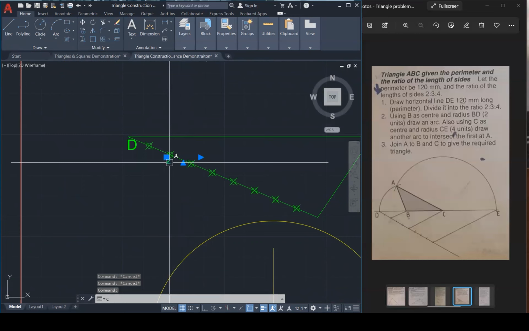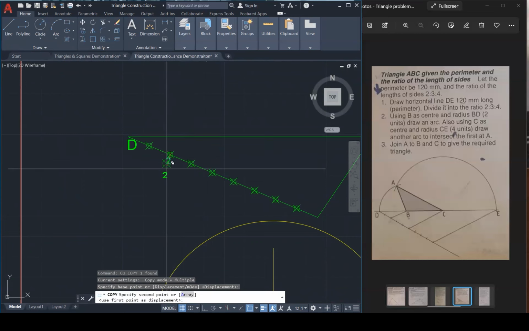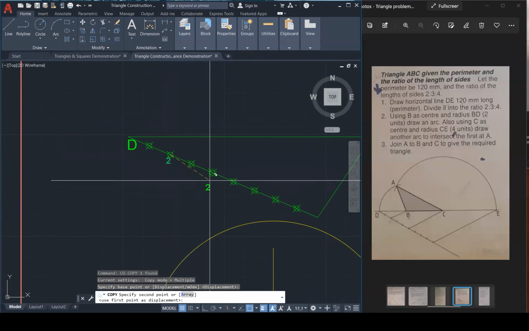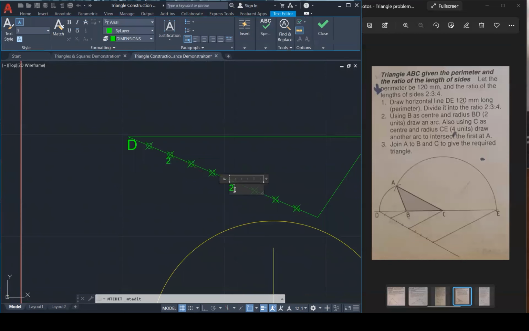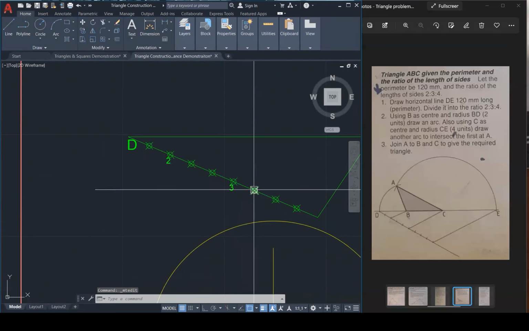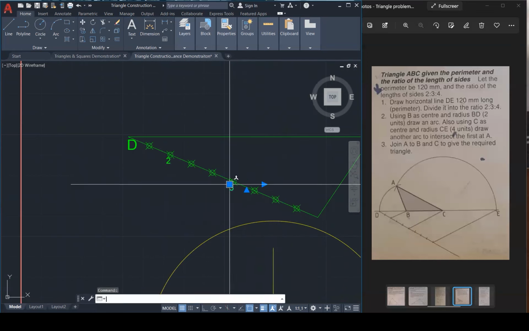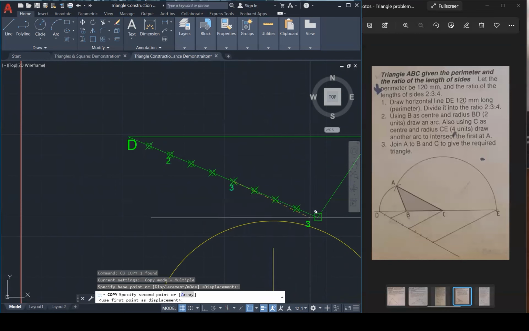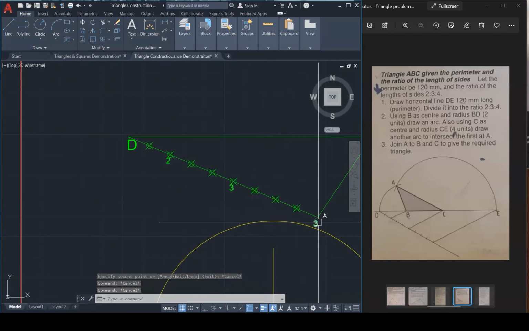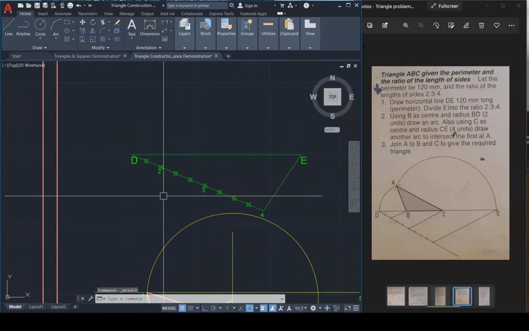Boom. And let's move now. Now we need to move this to 3. So we go 1, 2, 3. 3 here. And then the last one is going to be 4. 1, 2, 3, 4. So the last one at the end is going to be 4. So that's how we have distributed the ratio there to answer the question.